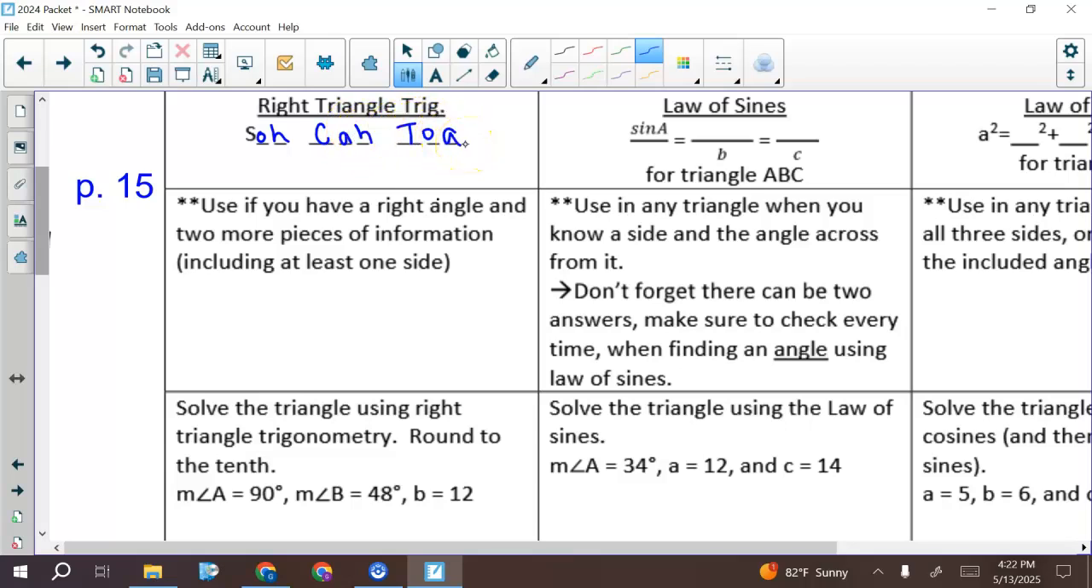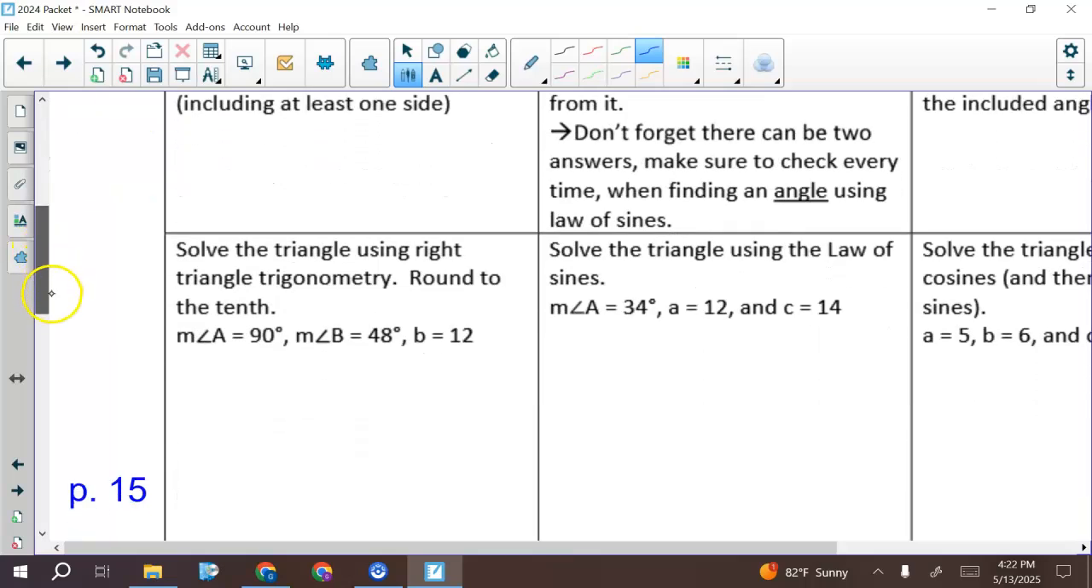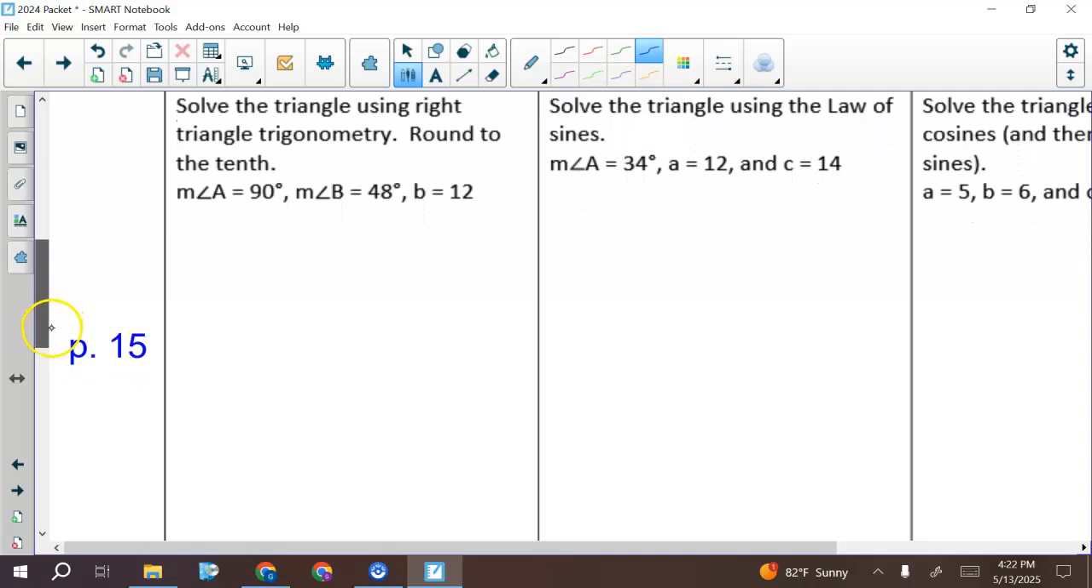So when should we use this? We should use this if we have a right angle and two more pieces of information. So if we want to solve the triangle using right triangle trigonometry, we can draw the picture. Angle A is 90 degrees. Angle B is 48 degrees. And then we don't know angle C, and we know side B is 12.